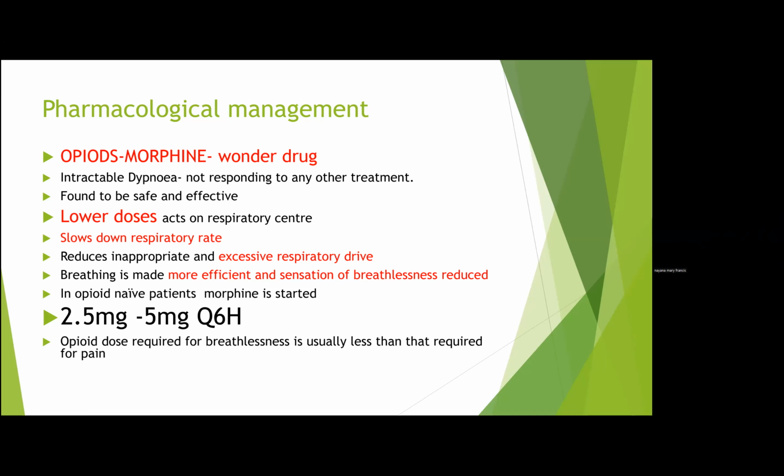Sometimes we'll start with 2.5 milligrams TID or 2.5 milligrams Q6, and if the patient is having breathlessness and is responding, we can increase the dose. But always the starting dose, most of the time, will be a very low dose. It is 2.5 milligrams. Okay. So in this slide, what you have to keep in your mind is how morphine works, how it acts, and what dose is to be given in a patient with breathlessness. Okay.